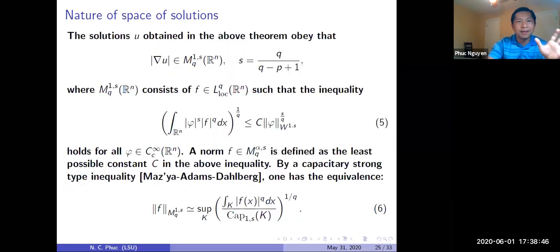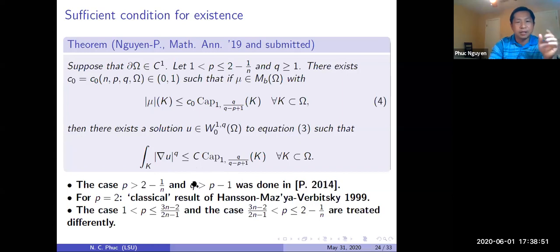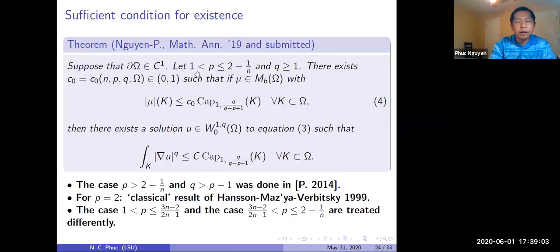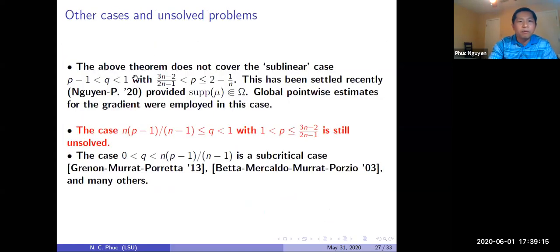Okay, so I want to tell you a little bit about the nature of the space of the solution. Now, I want to mention some other cases and unsolved problems for this Riccati equation. In our work here, we treat the case when q is bigger than or equal to 1, because we need some convexity in our argument, okay? Now, you can also do it for q less than 1 and p bigger than 3/2 here, okay?